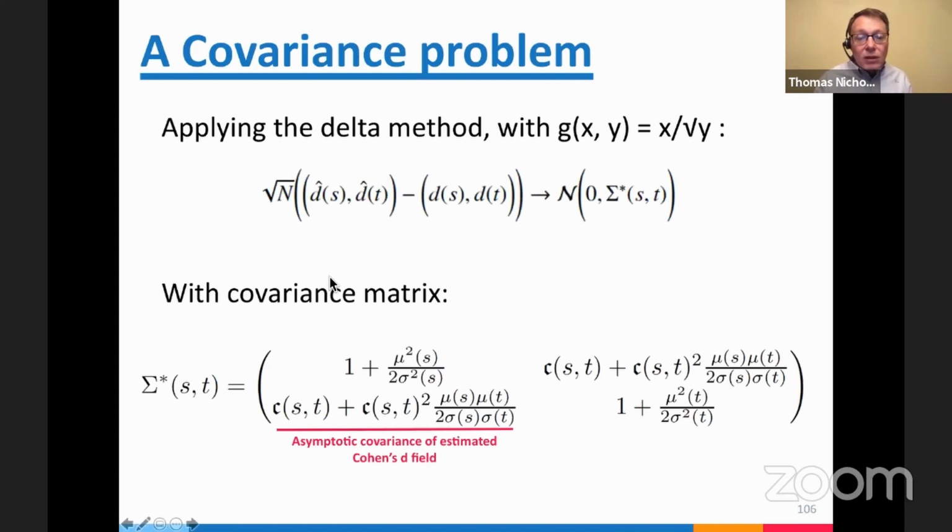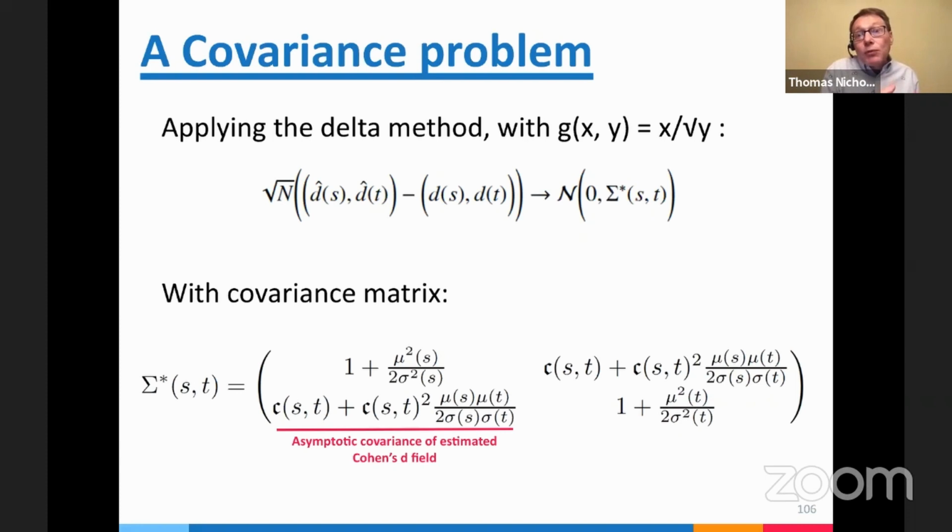If I'm asking what is the correlation between two different locations, what's the covariance between Cohen's d at two locations, it's not just C of ST, it's C of ST plus a quantity of CST squared plus this thing here. So it turns out that whatever our bootstrap sampling process is, it had better give us images that have this covariance structure, because the object of our inference now is a Cohen's d map, not a sample mean map.